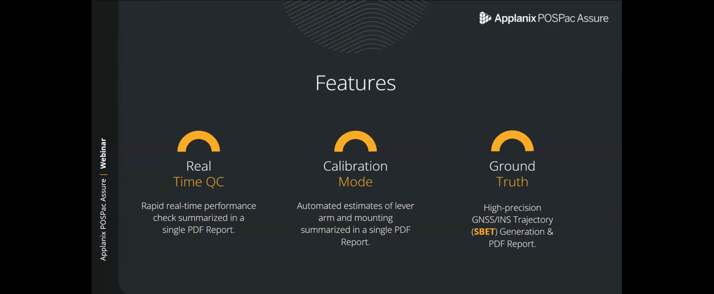That's, again, a tailored report that is a little different than the ones for the real-time QC. And eventually, we also serve the ground truth part. Ground truth means that you can post-process the GNSS-INS trajectory through POSPac Assure to generate an SBET file. So in addition to a ground truth PDF report that's tailored for that purpose, you would also get back your SBET file. So position orientation in the frequency of 5 milliseconds to 200 hertz.